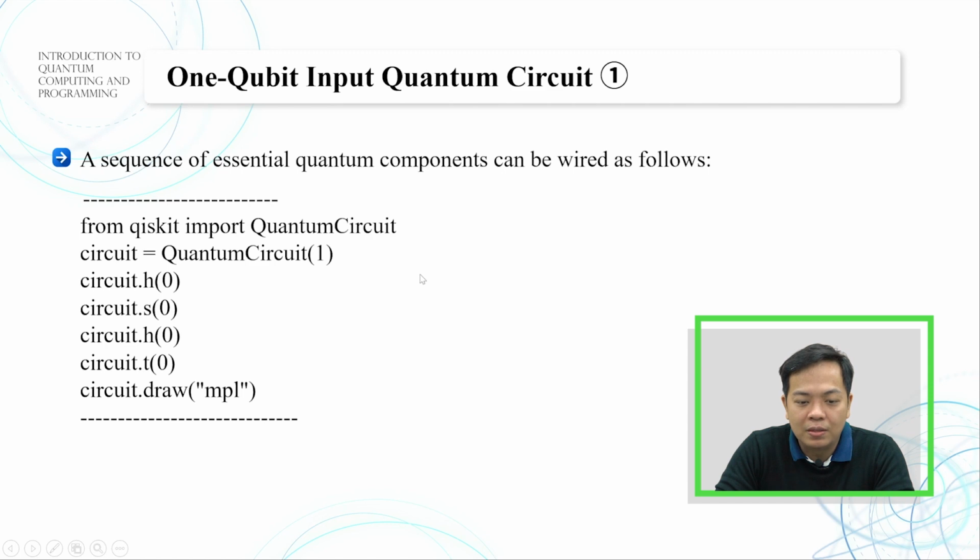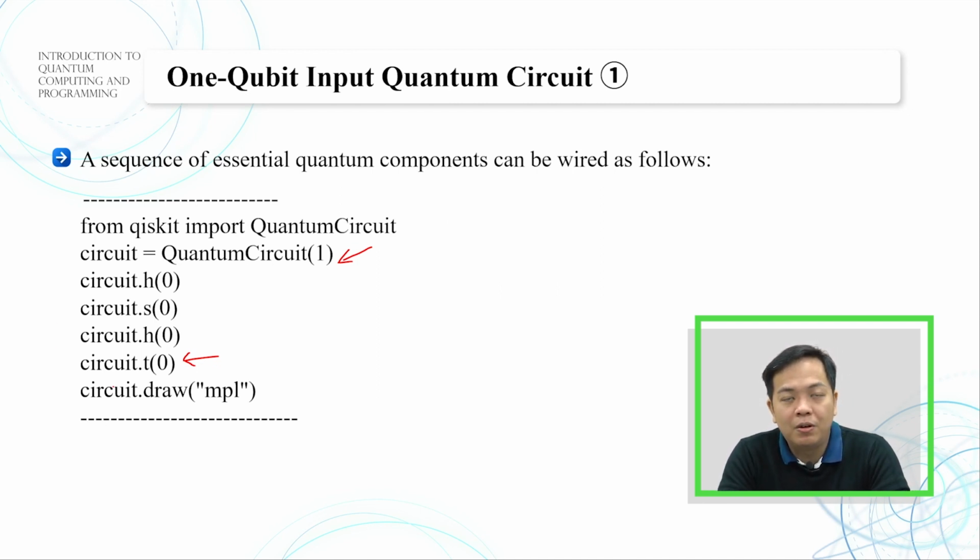Create one circuit, yeah, one circuit. And the third one is try to add the Hadamard gate. The fourth one is add the phase gate. And the fifth is add the Hadamard gate. And the last one for this part, we add T. T is the operator, yeah, T operator. And after that we draw with matplotlib, yeah, matplotlib, the figure.